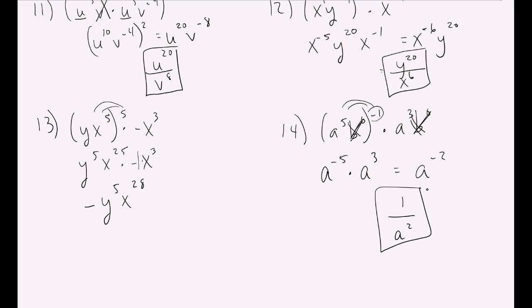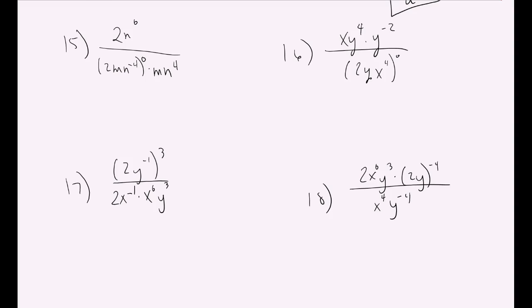Okay, we're almost there. Last 4. Okay, so number 15, I'm going to first handle, I see a lot of zeros. So I've got n to the 0, so this term is gone. And then I see all this junk to the 0, so all of that is gone. So it looks like I'm left with a 2 on top and an mn to the 4th on bottom, and that's it, folks. Nothing else goes together, so that turned out to be pretty easy, actually.